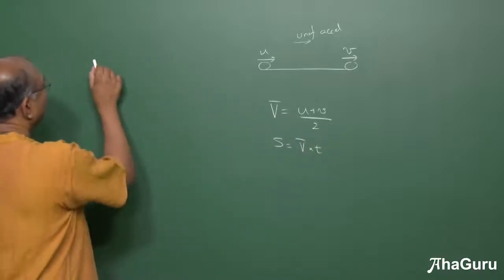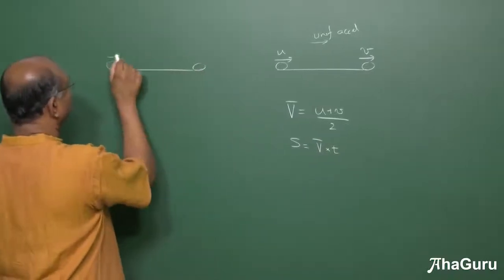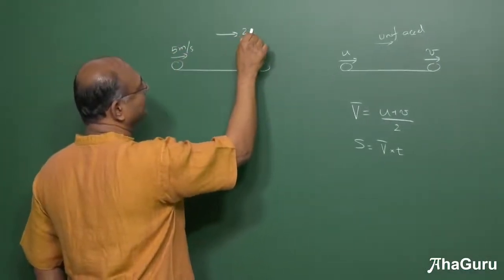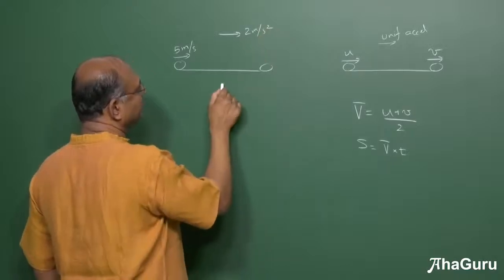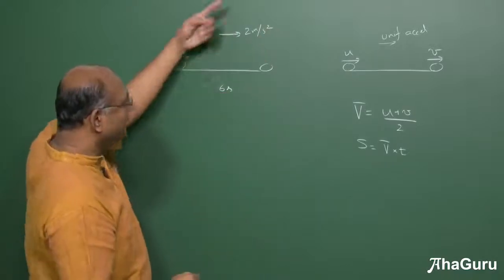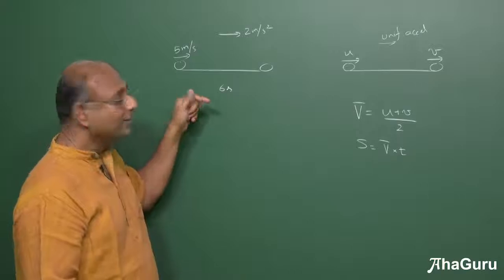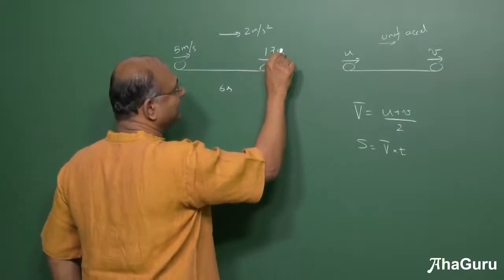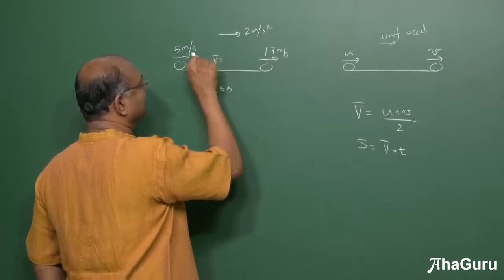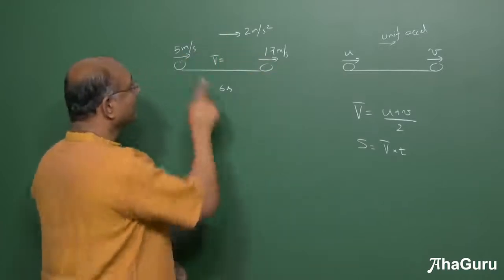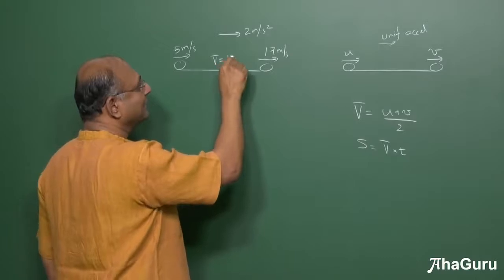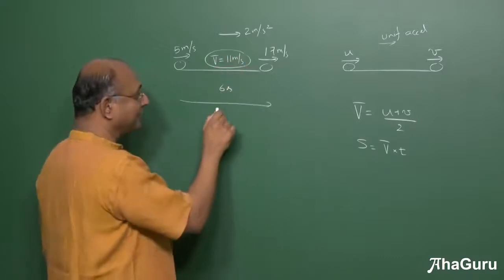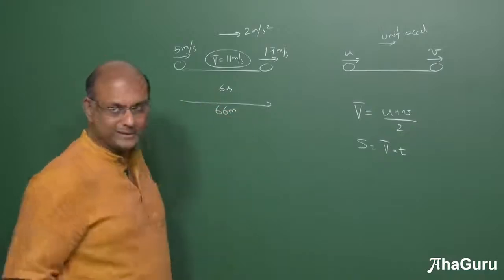So for example, if I tell you that an object was moving at 5 meters per second with an acceleration of, let us say, 2 meters per second square for 6 seconds, you will say quickly AT. How much is AT? 12. 12 plus 5, 17. So final velocity, 17 meters per second. And then we would say average velocity is 5 plus 17 by 2. How much is that? 22 by 2, which is 11 meters per second. And so average velocity into time gives me the displacement of 66 meters. So we have been doing this.